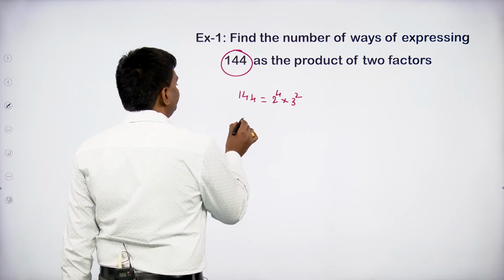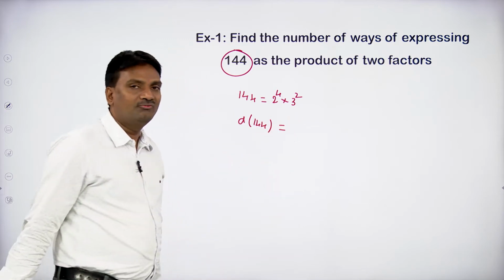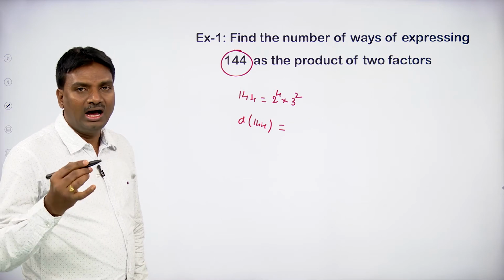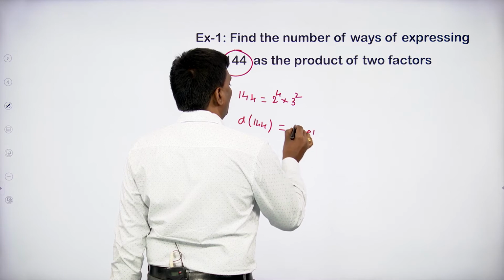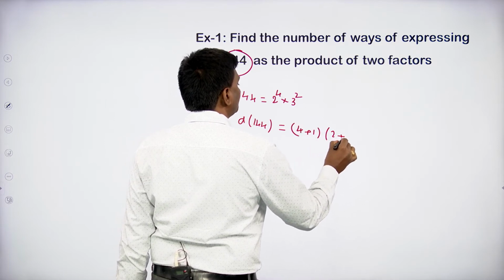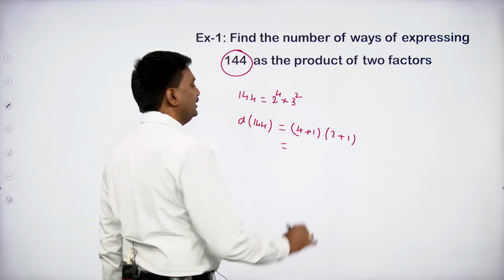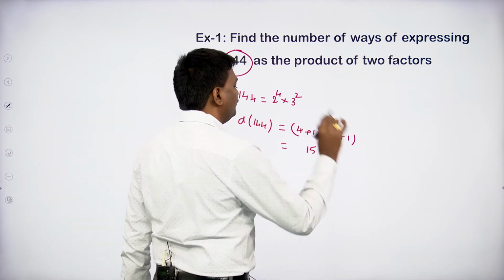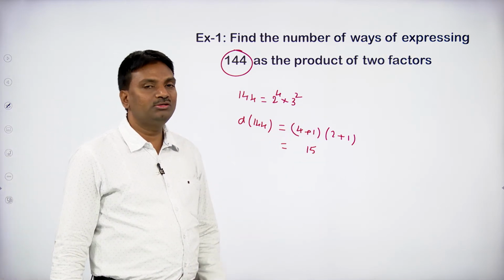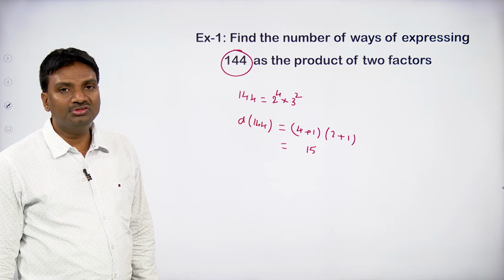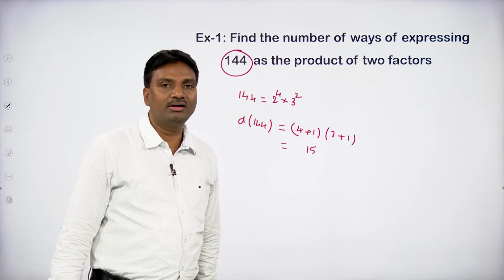Now let us find the total number of divisors. D of 144 equal to, the formula is alpha 1 plus 1 into alpha 2 plus 1. That is 4 plus 1 into 2 plus 1, where 4 plus 1 is 5 and 2 plus 1 is 3. So 5 into 3 is 15, where 15 denotes the total number of divisors of the number 144.